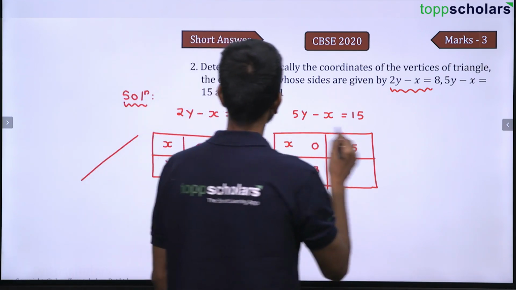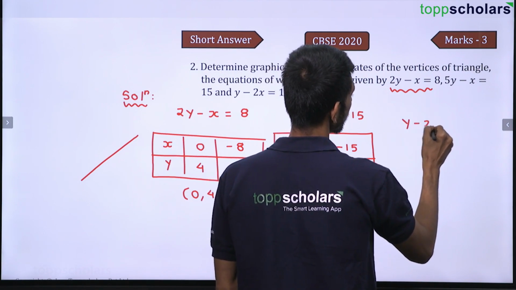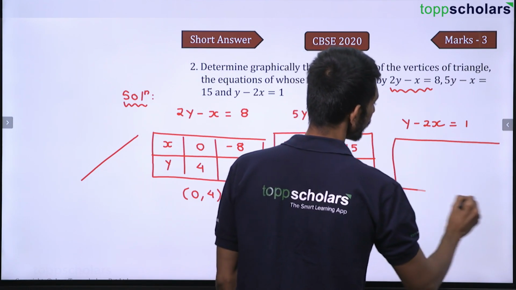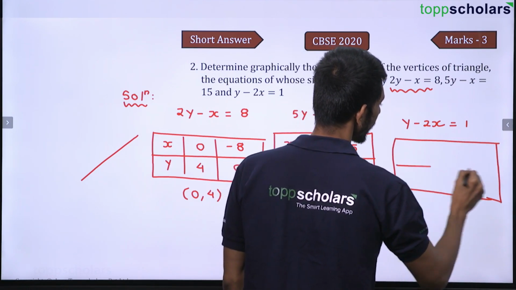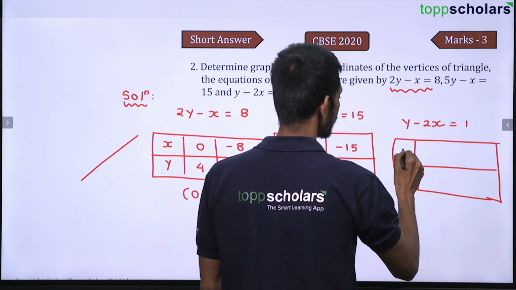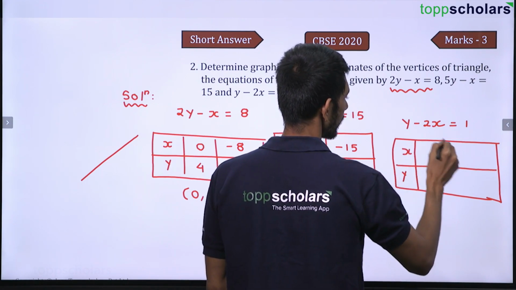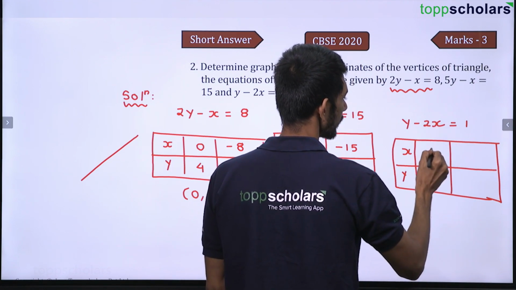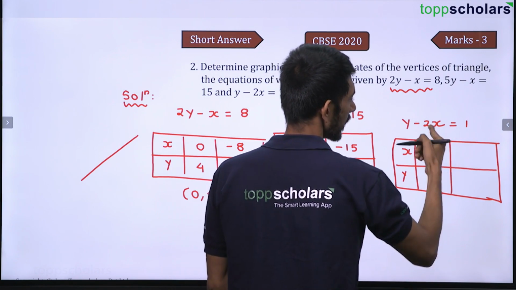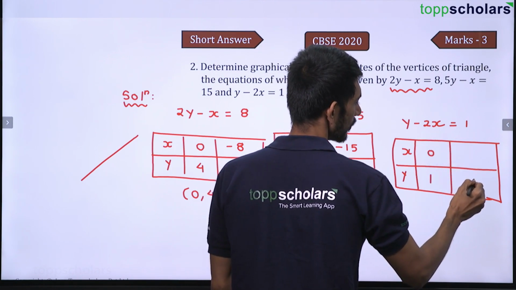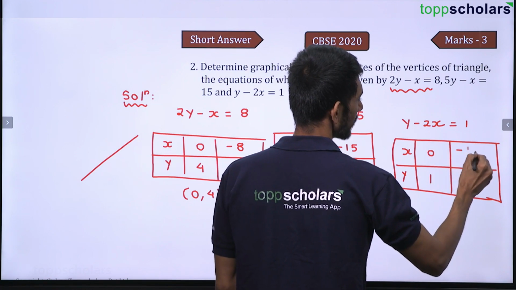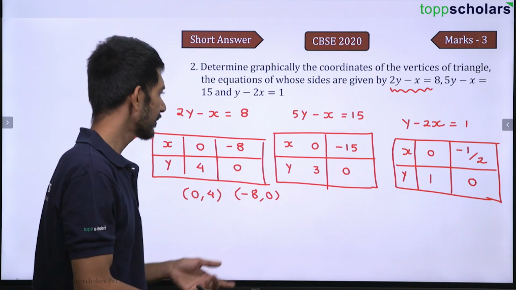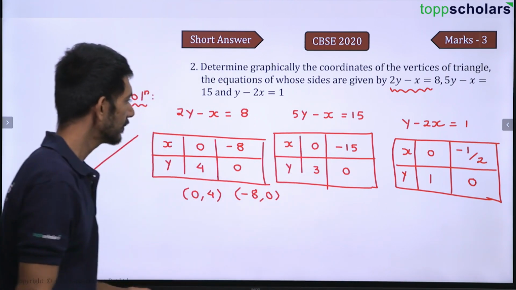And then you have y minus 2x is equal to 1. See, the choice is yours. It's not compulsory to take 0 and 1, but by taking 0 and 1, it becomes very easy. So if you put x as 0, y is 1. If you put y as 0, x is minus 1 by 2. So yes, once you have this, you can just check the graph now.